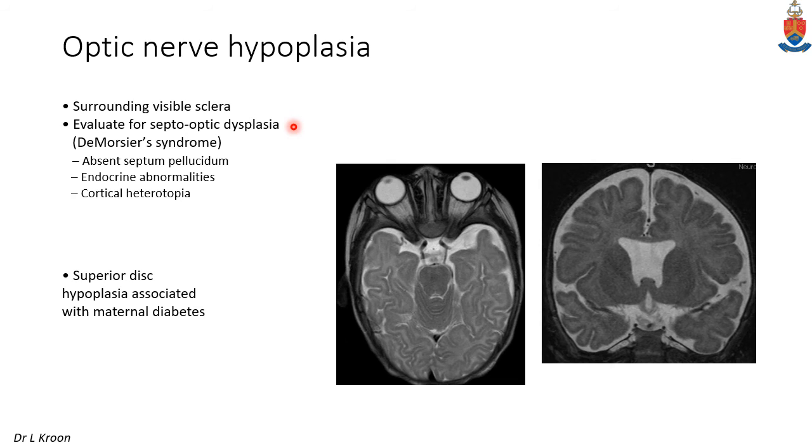In the so-called septo-optic dysplasia syndrome or de Morsier syndrome, one can have the absence of a septum pellucidum, as in this coronal image here. The patients can also have endocrine abnormalities and cortical heterotopia, which predispose to seizures and epilepsy. There's also a form of optic nerve hypoplasia which affects the superior portion of the disc, and this is associated with maternal diabetes.